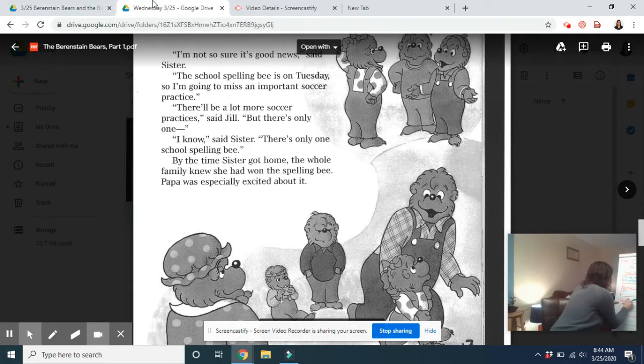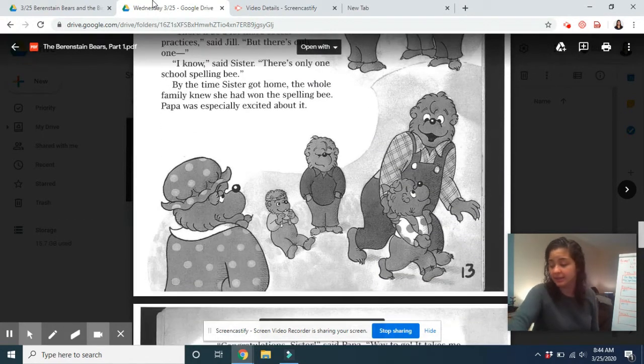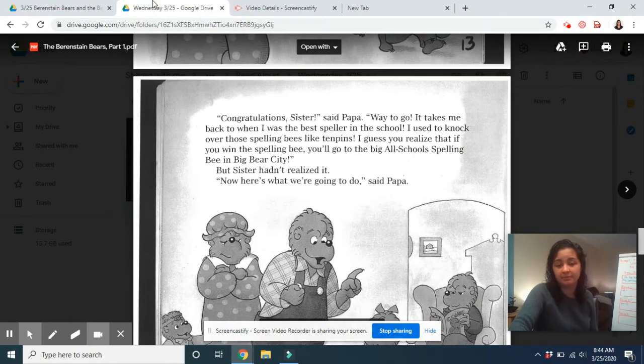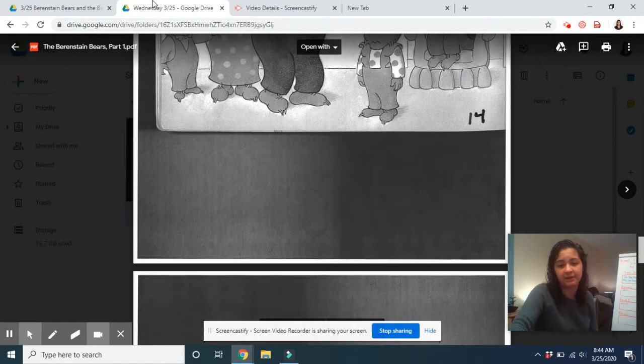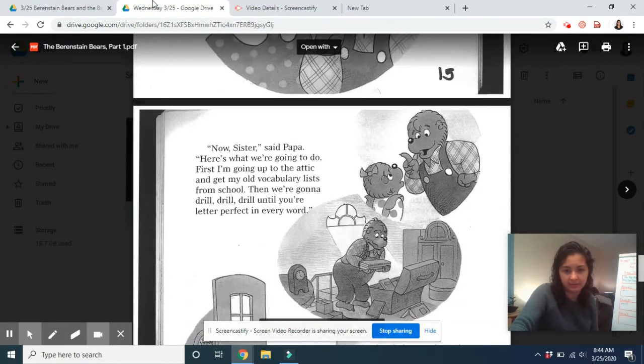So let's write page 13. Now I'm writing just the page numbers because I want you to see me actually writing the evidence on my chart. Now as I scroll through the book, I'm looking if there's any more evidence of her being honest.